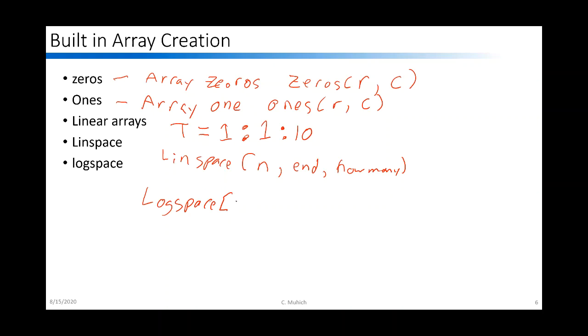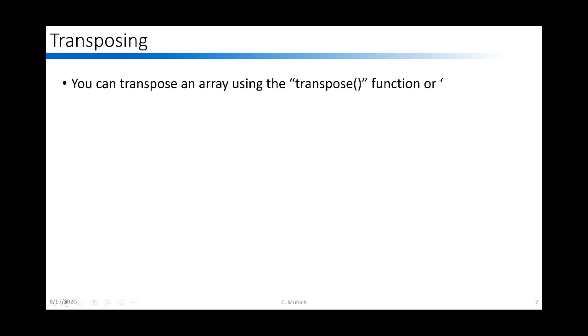We put in the exponent, so if we wanted to go from 0.1, we'd put in -1. If we wanted 1,000, we'd put in 3. And then, once again, how many we're interested in. So how many. Okay, so these are sort of our basic array creation helper functions.